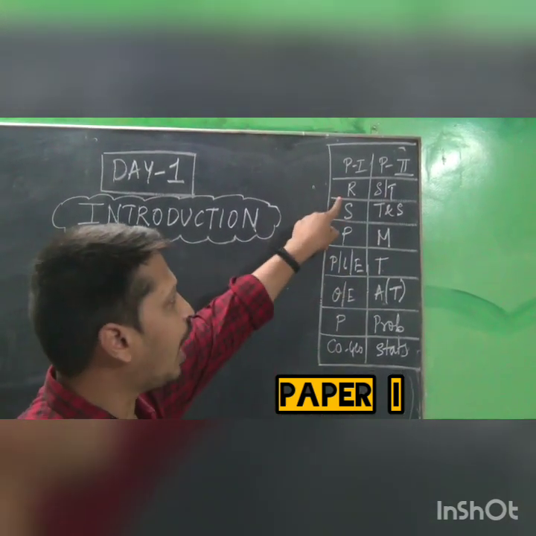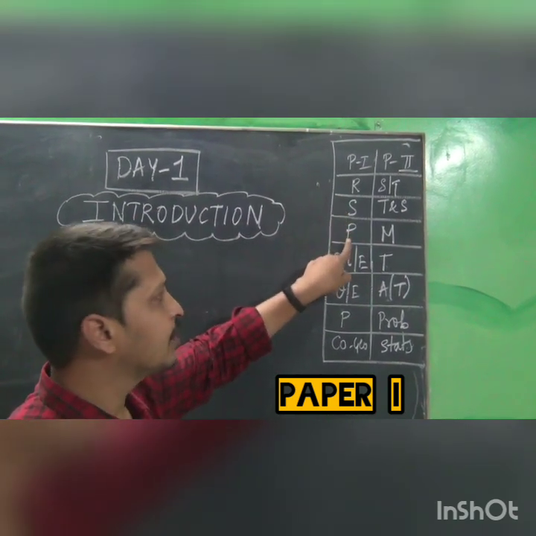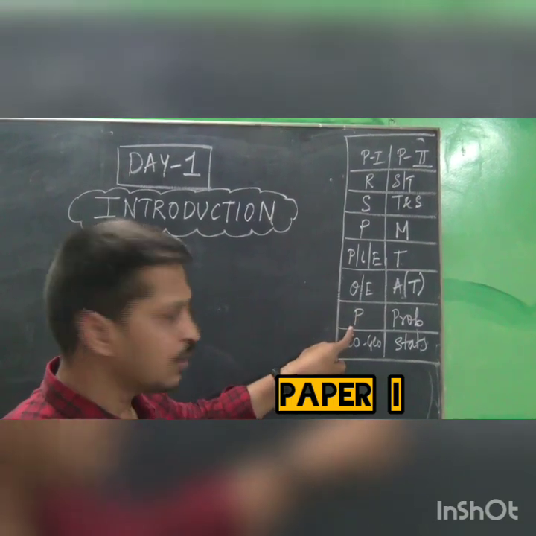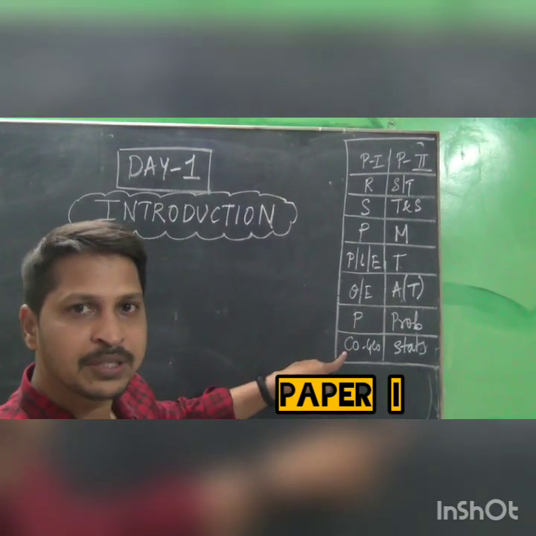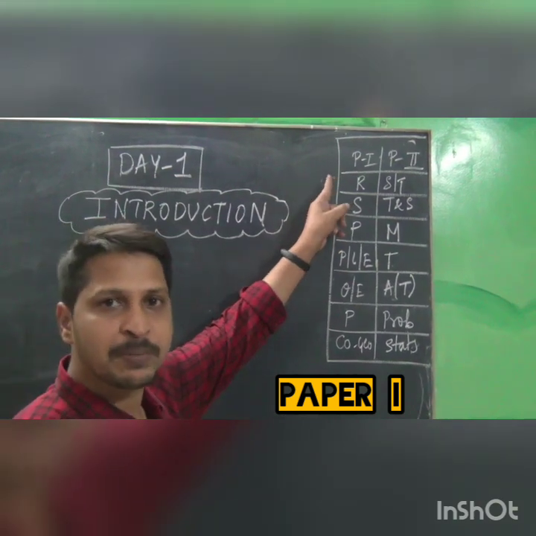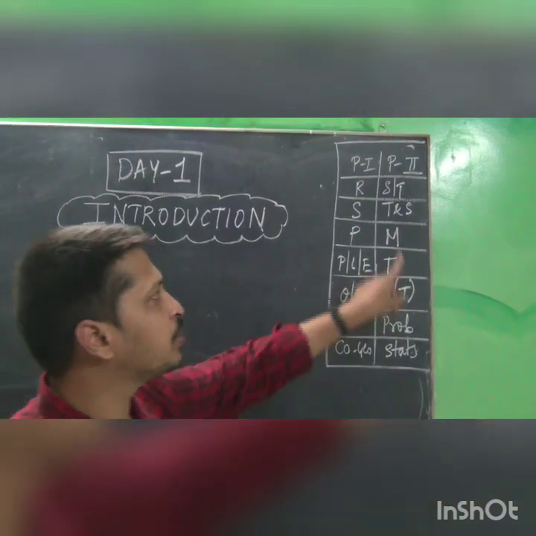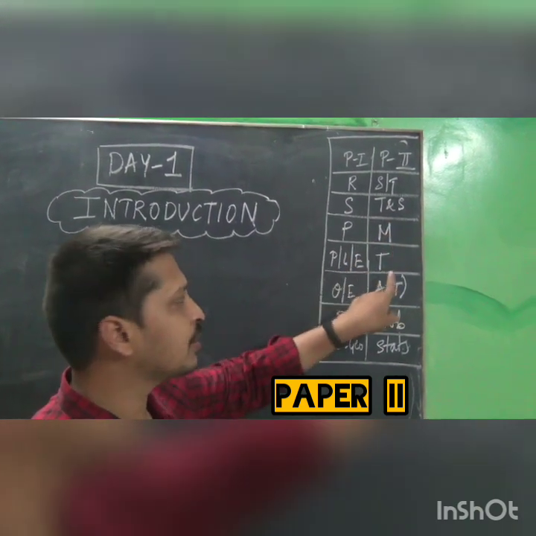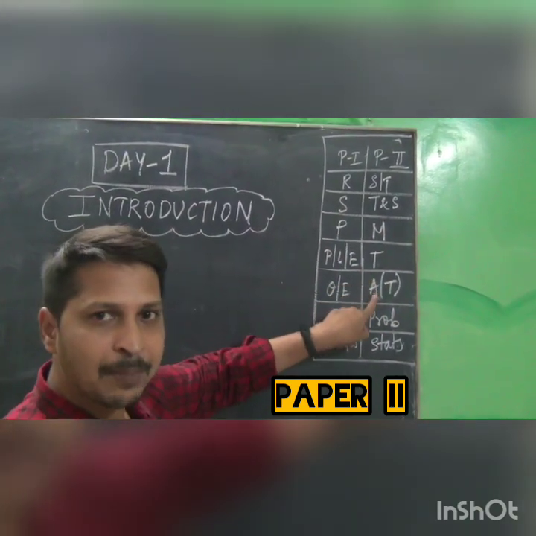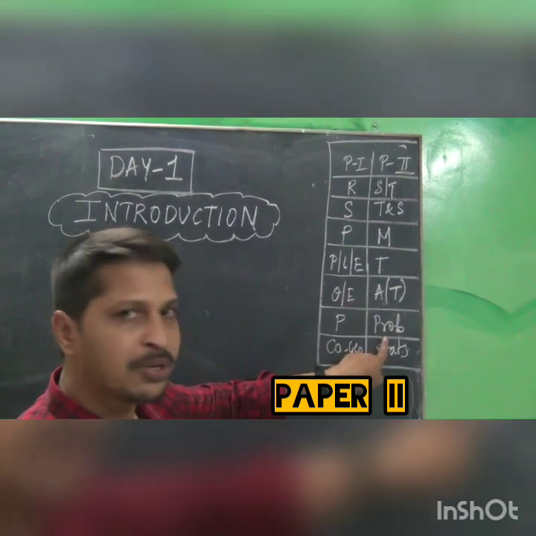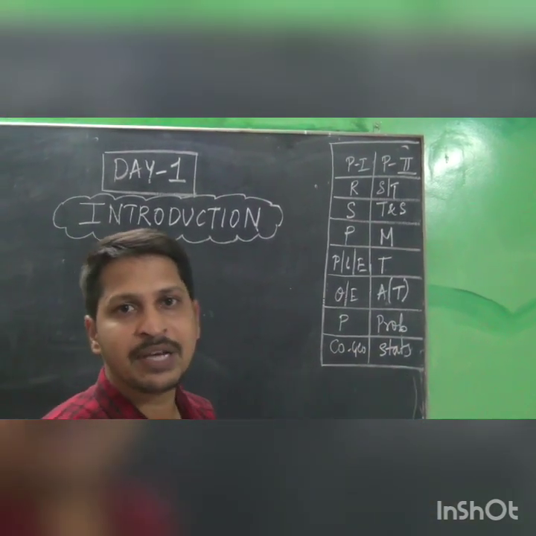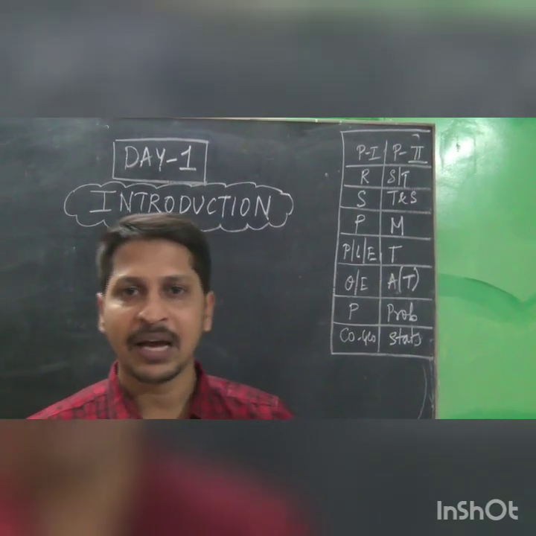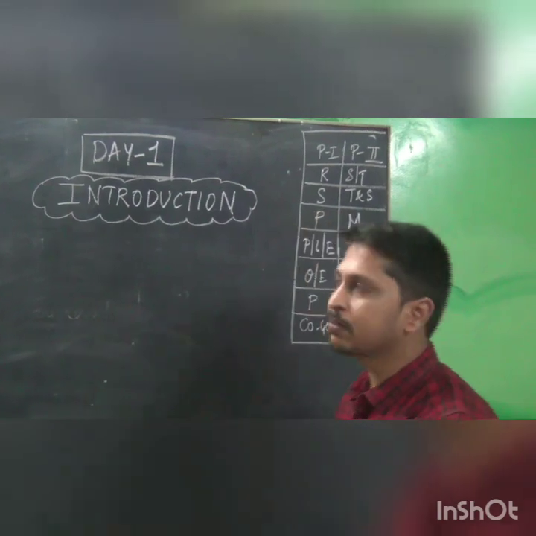Real numbers, sets, polynomials, pair of linear equations, quadratic equations, progressions, coordinate geometry. These are all the chapters which belong to paper 1. Next, coming to paper 2: similar triangles, tangents and secants, mensuration, trigonometry, applications of trigonometry, probability and statistics. So in total we have 14. Out of 14, the first 7 chapters belong to paper 1 and the next 7 belong to paper 2.